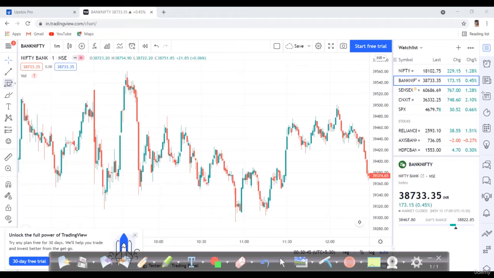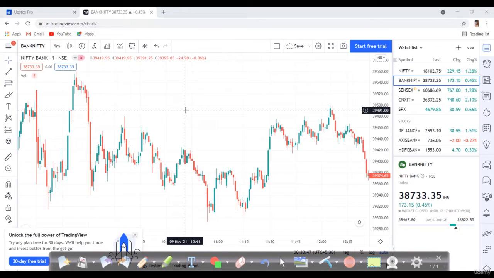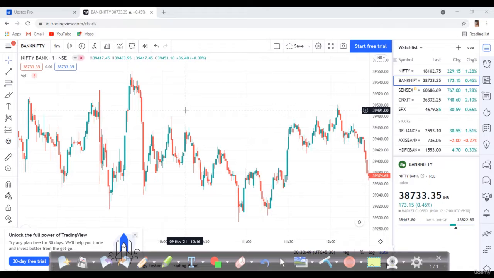Okay, as I am always saying, you need to be clear with your mindset. For example, you should be clear whether you are going to make an entry for the downside or you are going to make an entry at the upside.